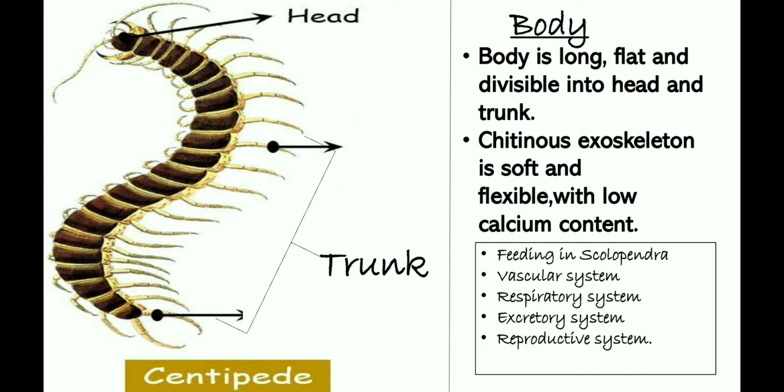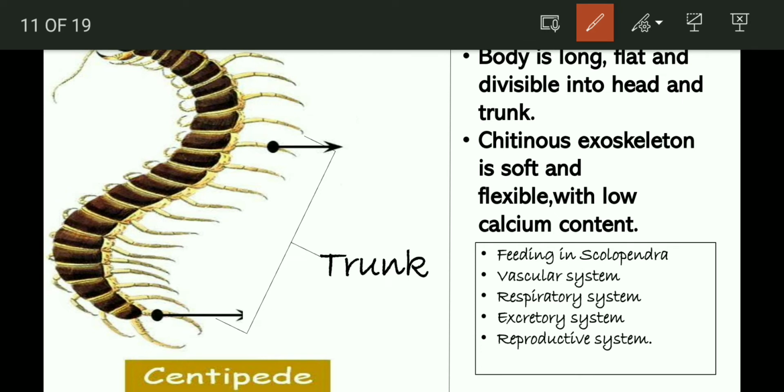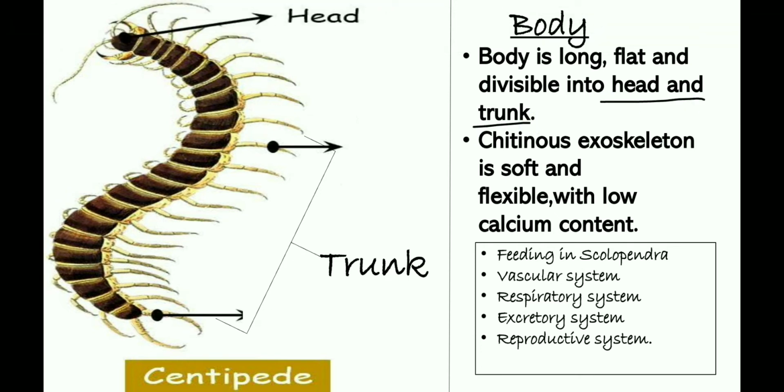So this body is long, flat and divisible into head and trunk. So the body is divided into a head and a trunk region. They have a chitinous exoskeleton, which is soft, flexible, with low calcium content, right? So this is all about the body, and the body, as we told, is divided into a head region and a trunk region.